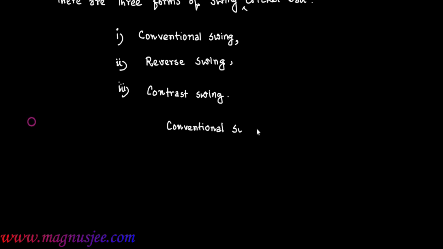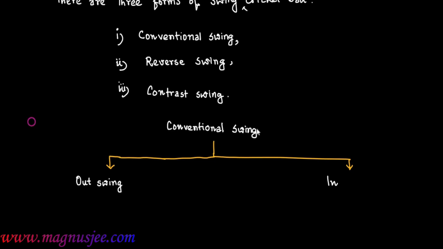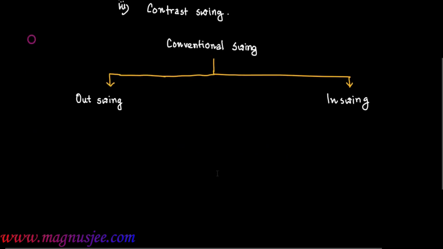Now we can compare between outswing and inswing, and they are actually conventional swing. There are two types of conventional swing, outswing and inswing.